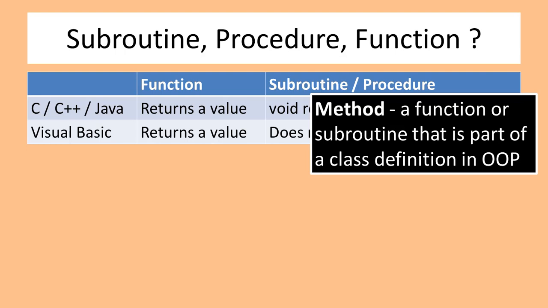In object-oriented programming, the format for an object is defined by a class. When functions are part of a class definition, they are called methods.